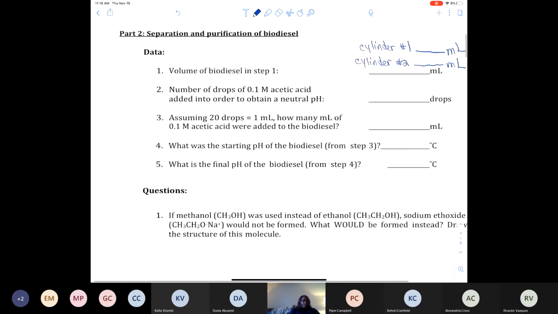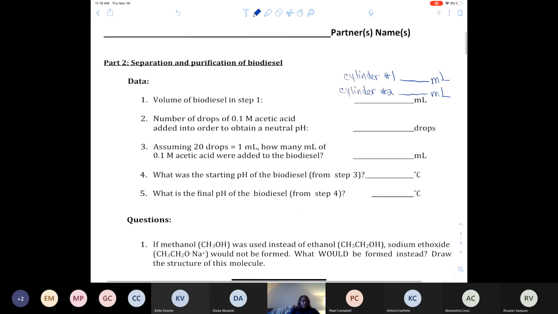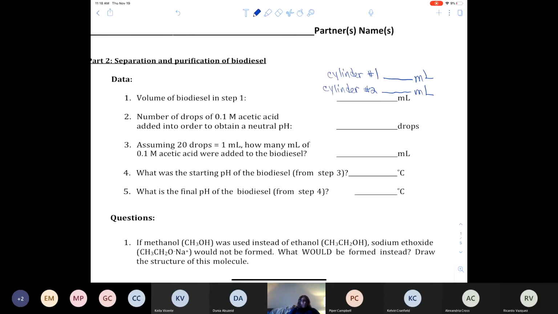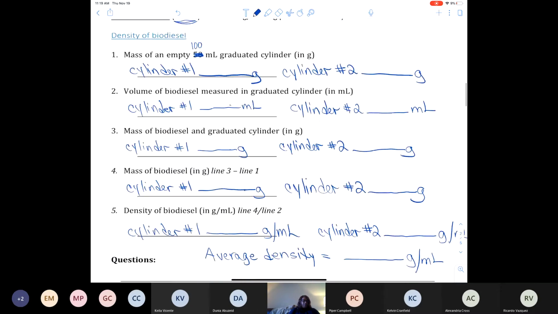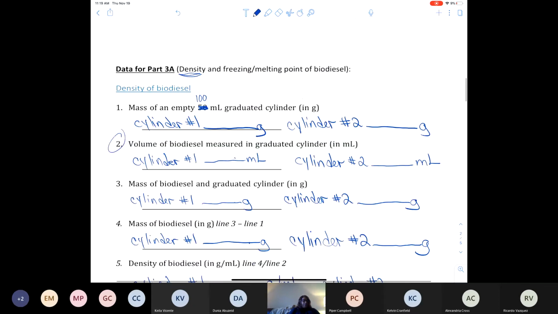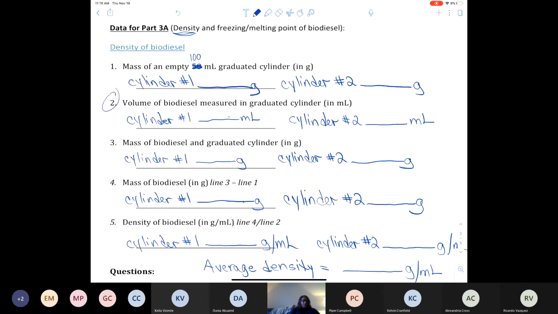3A. And also you're going to note that for part 2, for the volume of biodiesel that we made, we're going to have biodiesel in 2 different cylinders. And so you'll just write the volume of biodiesel in each of those 2 cylinders. And then you'll write that same information again here under part 3A, question 2.